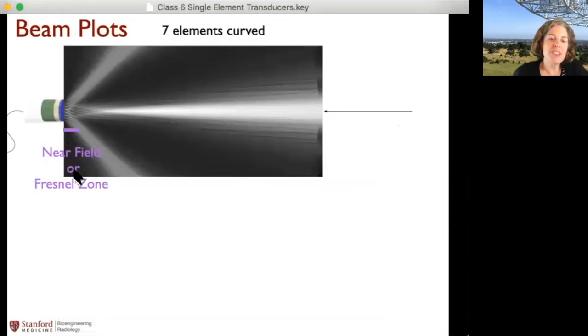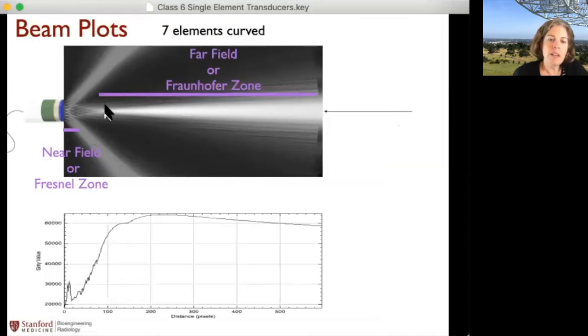So we've defined the near field or the Fresnel zone. And if we look along the axis right here, we can now define the area where the beam is nice and smooth. It's not really very garbagey. So that's the far field or the Fraunhofer zone. We can plot along that line, and this is what you would see for the pressure: it's kind of garbagey in the beginning, then the pressure increases, it's very smooth, and then it falls off again. This part right here where it's very well focused is the maximum, and that's called the focal distance.